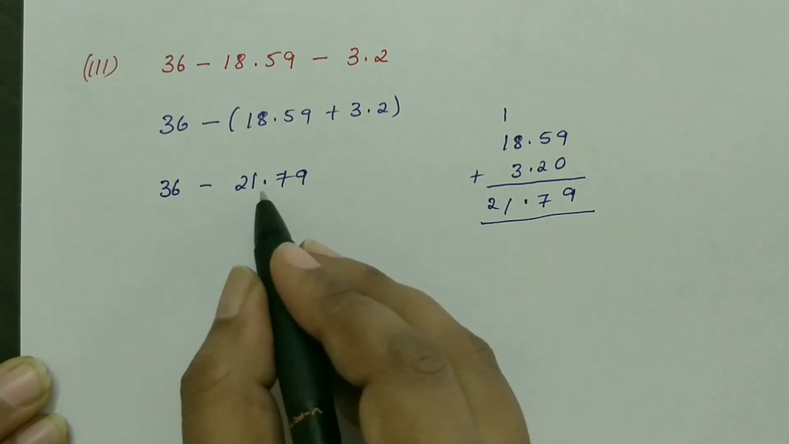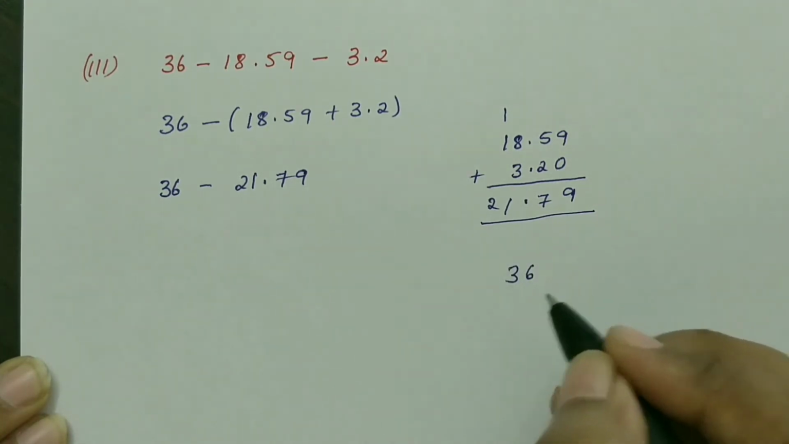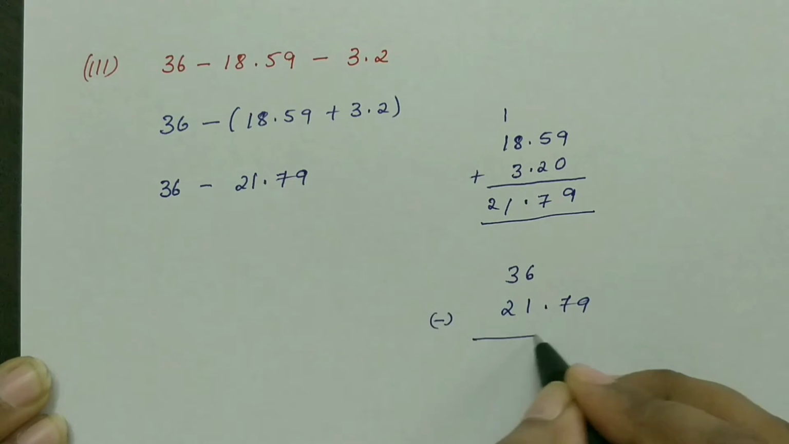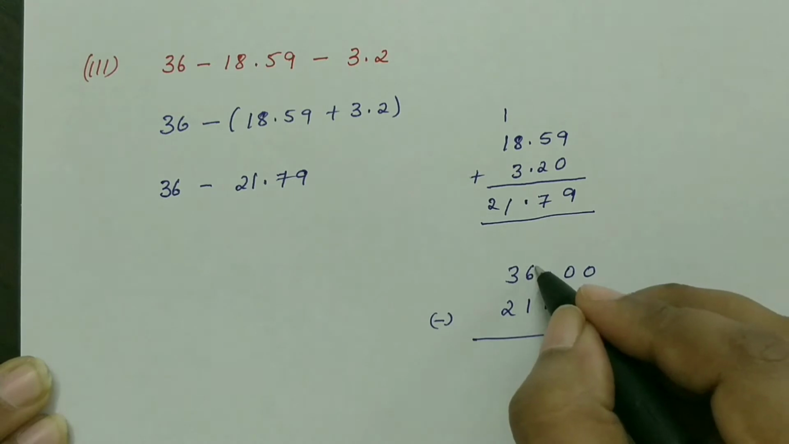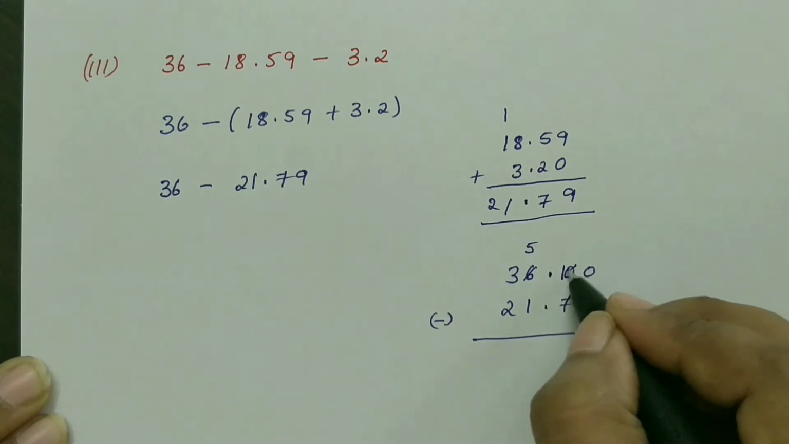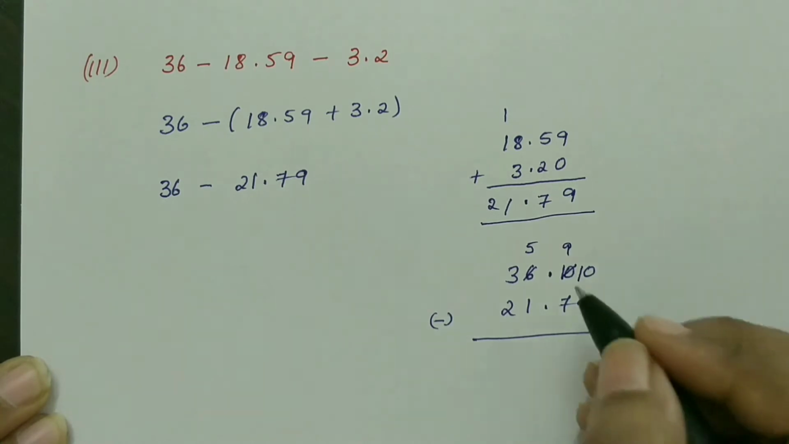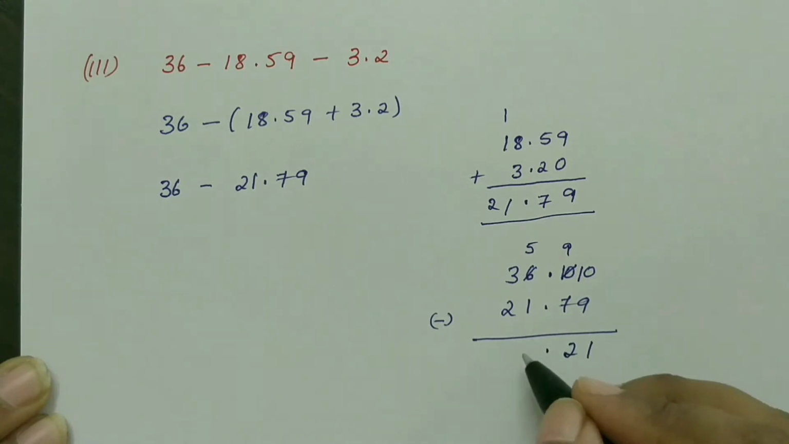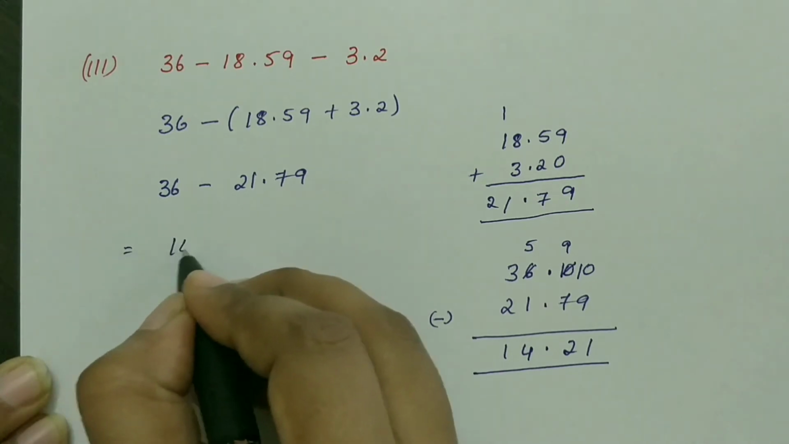Now subtract 21.79 from 36. 36, 21.79. Subtract. So put 0.00. Borrow 1 from 6, so it becomes 5. It is 10. Now borrow 1 from 10. It will become 9 and 10. 10 minus 9, 1. 9 minus 7, 2. Decimal point. 5 minus 1, 4. And 3 minus 2, 1. So the answer is 14.21.